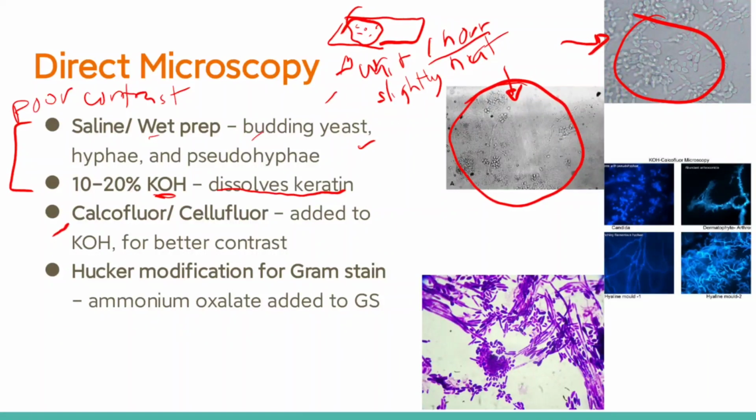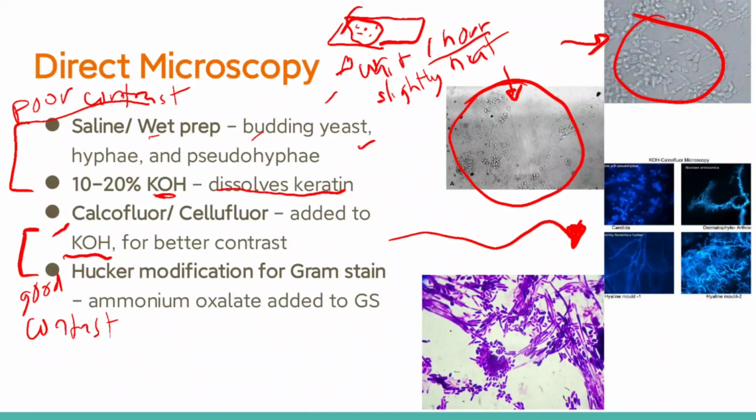Calcofluor kay Mahon, cellufluor kay Scotts and Baileys, tsaka kay Delos. Although, pare-pareho lang naman yung mga calcofluor or cellufluor. So, this one is added sa inyong potassium hydroxide. Okay. Purpose niyan is for better contrast. So, ito dahil poor contrast itong mga to, dito, mga better contrast na itong dalawang to. Good contrast. Okay? So, sa calcofluor, so, nasan ba yun? Ito yan.